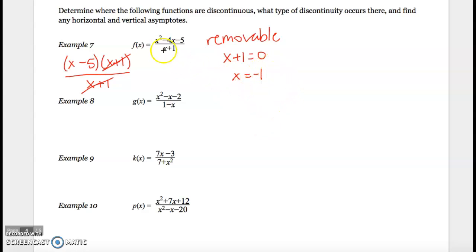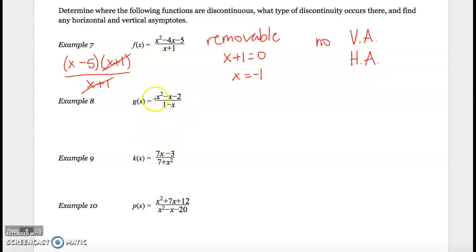All right, there are no more factors left in the denominator, so I won't have any vertical asymptotes or infinite discontinuities because I have nothing left in the denominator that cancels. And then the last thing we have to check for is for horizontal asymptotes. So in this one, my leading degree of my numerator is greater than my leading degree of my denominator, so I have no vertical asymptotes, and I have no horizontal asymptotes.